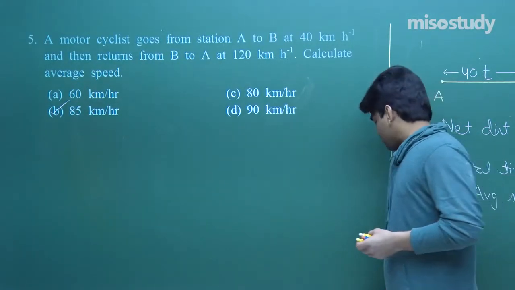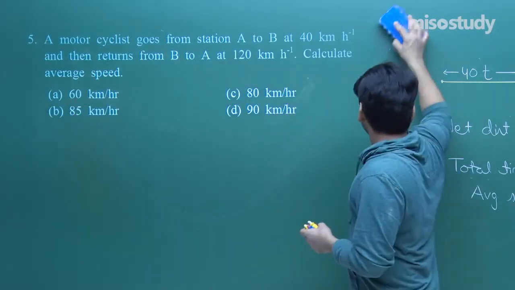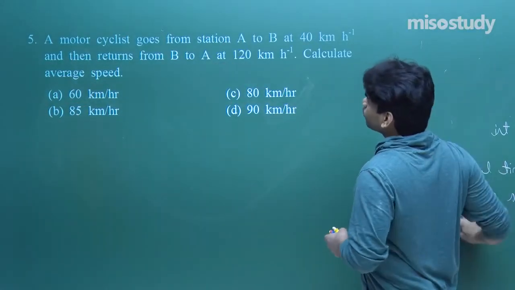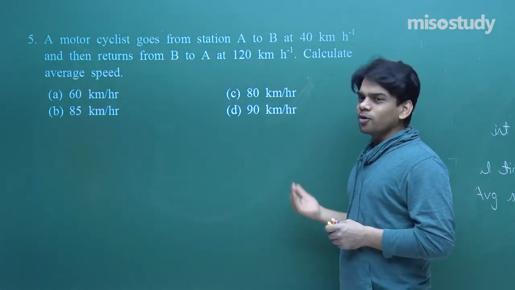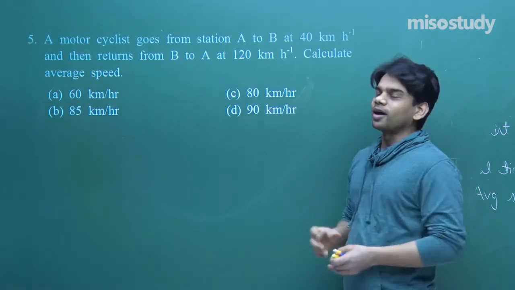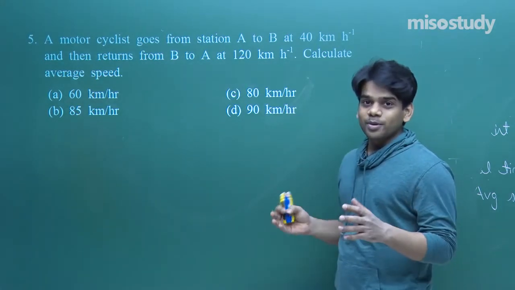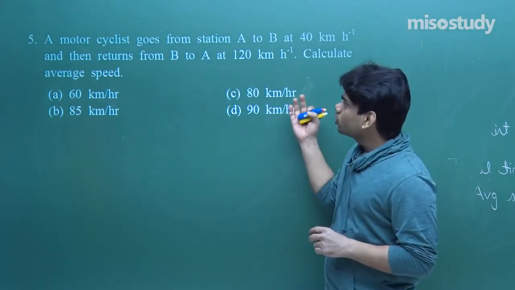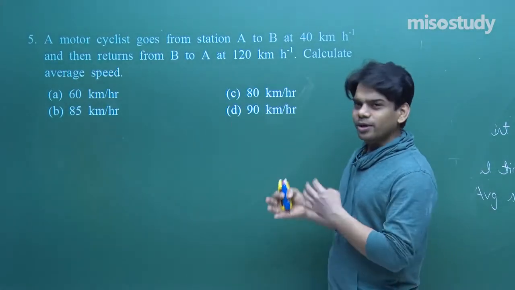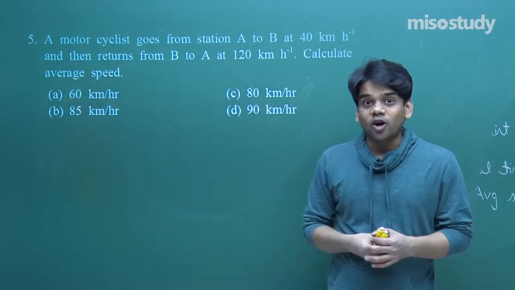A motorcyclist, first of all, let me wipe this. This might not be the right answer. A motorcyclist goes from station A to B at 40 km per hour and then returns from B to A at 120 km per hour. Calculate the average speed. The distance is same in both the cases. The speed is different. You might be thinking that 120 plus 40, 160 divided by 2, you'll get 80 km per hour. Let's check whether the average is correct or wrong.